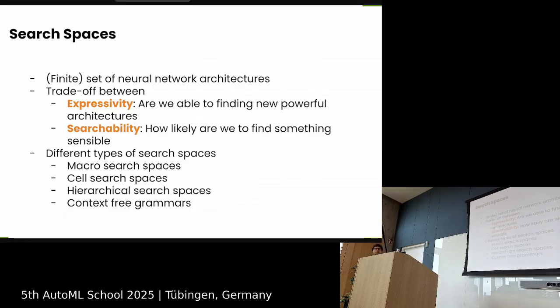And there are different types of search spaces that have been proposed in the literature. There are macro search spaces. That's very similar to hyperoptimization, right? You optimize the number of layers, the number of units per layer, and so on. So that's very close to hyperoptimization. And then cell search spaces, that's the one we're going to talk about in a second in more detail. And hierarchical search spaces essentially is that you optimize the macro architecture, right, the overall architecture, but also maybe some details of the architecture. And then context-free grammars is also going to be something I briefly talk about.